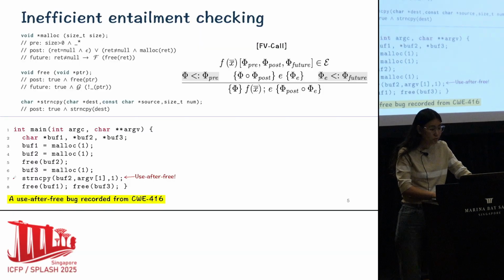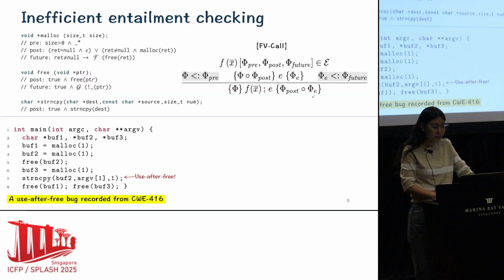This made use of a reasoning rule for function calls, which is the extended version of Hoare-style verification. When we have a function call, we retrieve the specification for this function. The difference is that earlier we only checked that the current state entails the precondition of the function call. But now we also need to check that the execution, the behavior after this function call, actually satisfies the future condition of the current function.